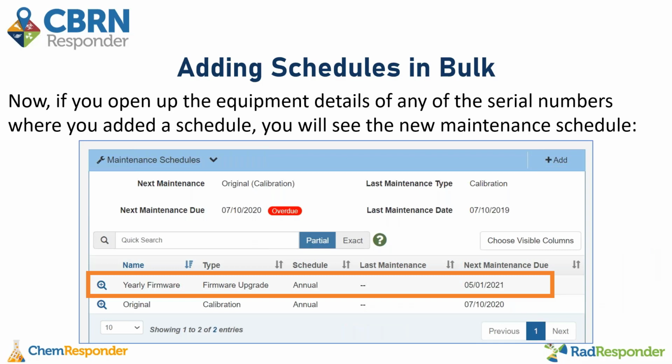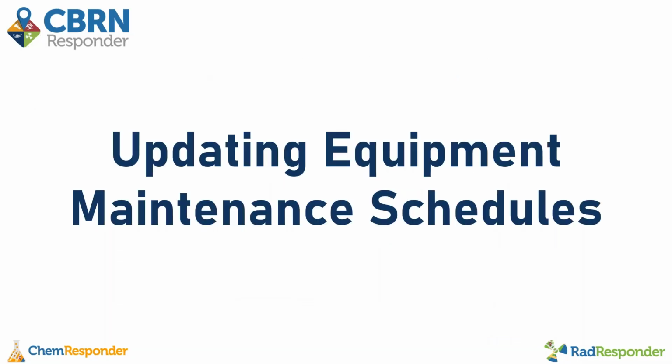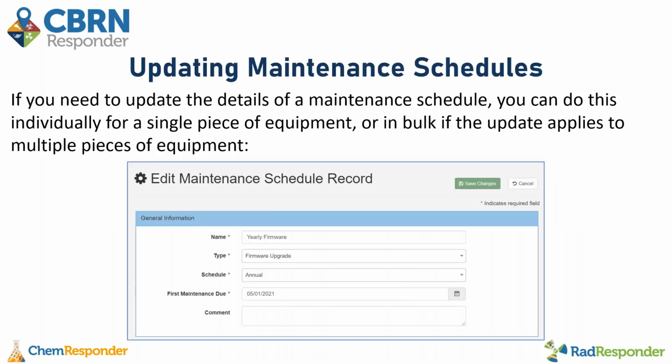Just for posterity, if you want to ensure that that new schedule was added, you can always open up the equipment details page of any of the serial numbers where you added a schedule, and you will then see the new maintenance schedule that was just created. Also want to show you how you can update your existing equipment maintenance schedules individually and in bulk.